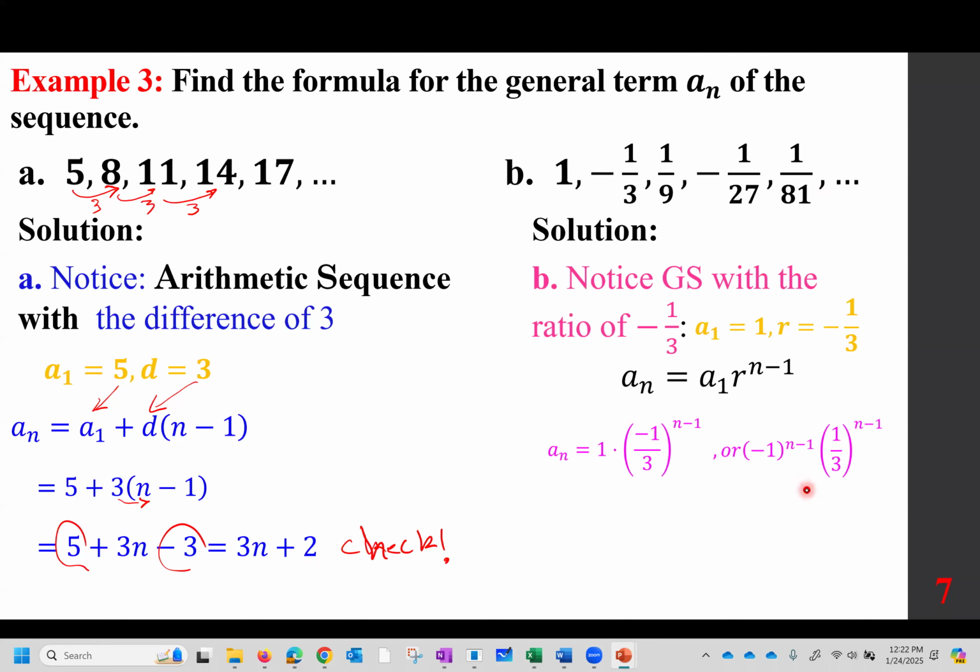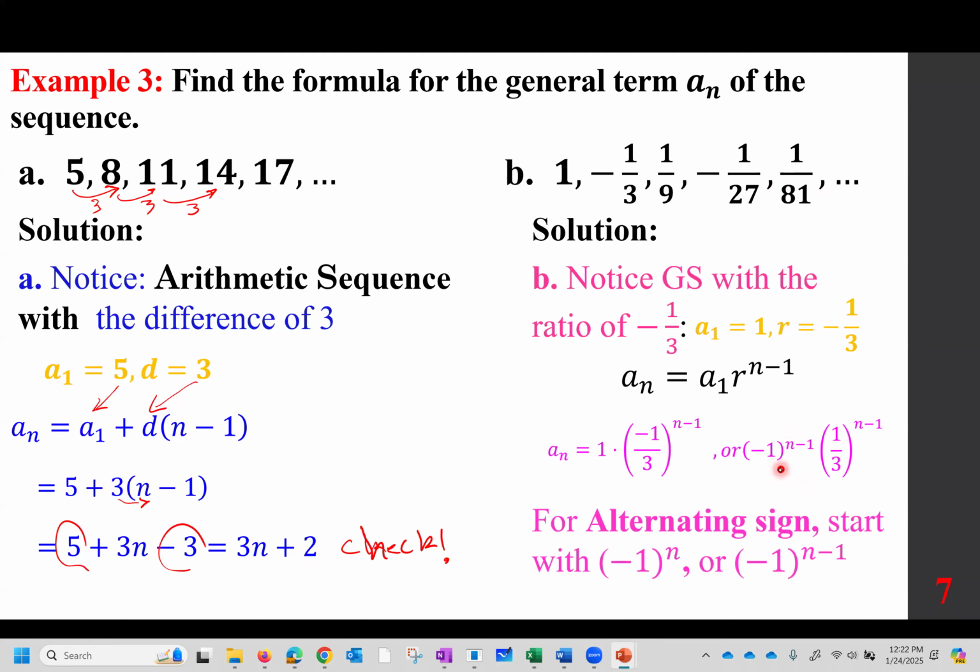And whenever you have an alternating sign, it always starts with either negative 1 to the power of n or negative 1 to the power of n minus 1. By the way, in this case, it's important to know that this gives you the same result as negative 1 to the power of n plus 1. I want you to know that.